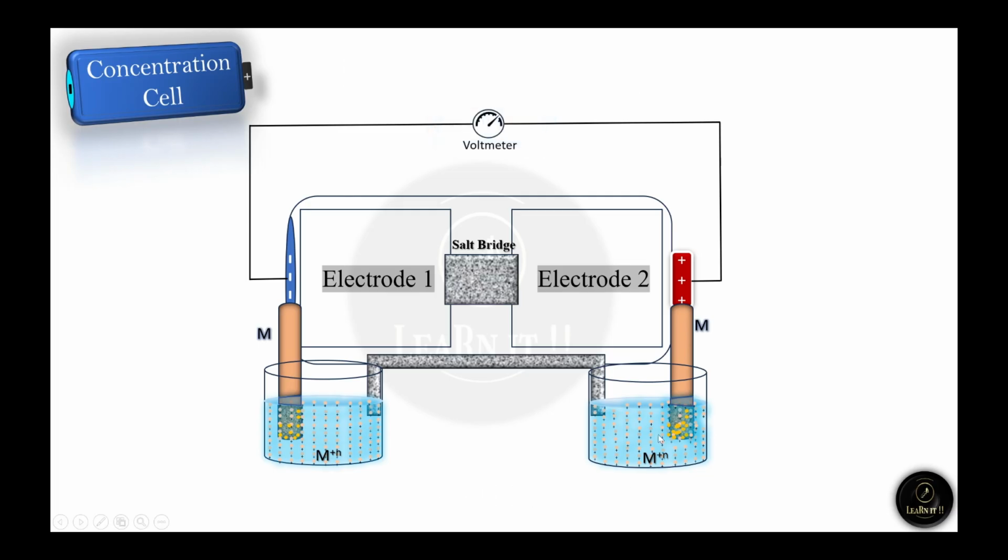But if we increase the concentration of one of the electrolytes, then the concentration of that electrolyte is greater than the electrolytic solution of the other electrode. So here C2 is greater than C1. The concentration of this electrode is more, because of this there will be reduction. The place where reduction takes place is called the cathode. Because of reduction there will be electron consumption, which will create a drag through this wire. So the electrons start to flow.